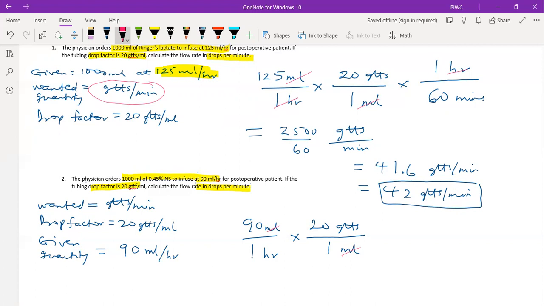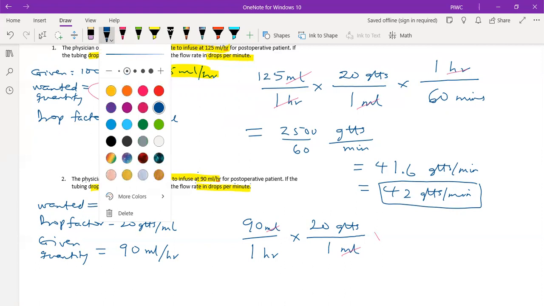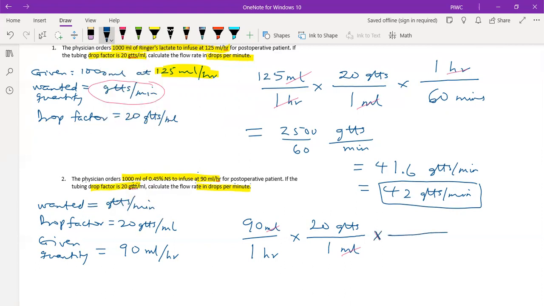But I want to get to drops per minute, so I have to keep going. Now I'm going to change the hours to minutes. Since the minute is in the denominator, I should have minutes here and the hours here, and we know that 1 hour is 60 minutes. Let's cross out and see if you have the units correct. Hours crossed out. What do we end up with? We end up with GTT per minute, and that's what we want.